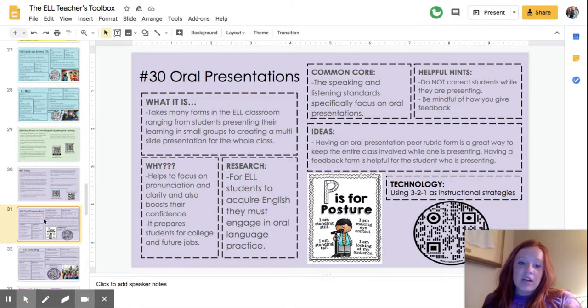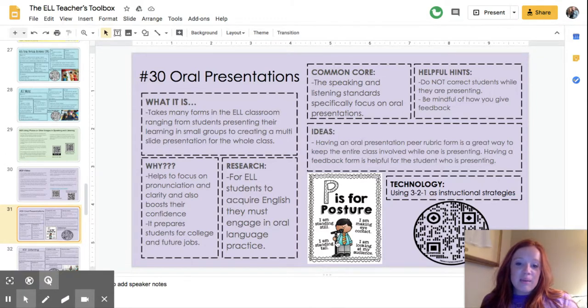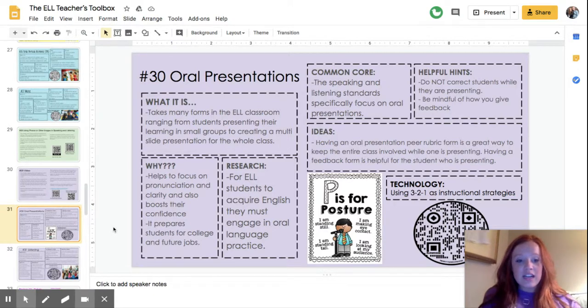And for technology, I have a QR code right here, and it sends you to a blog all about the 321 instructional strategies. And then I have a really cute little graphic about the posture and how you should stand while you're presenting in front of the whole classroom.